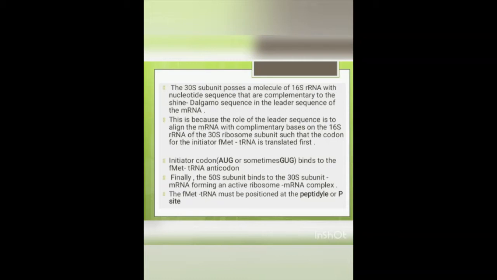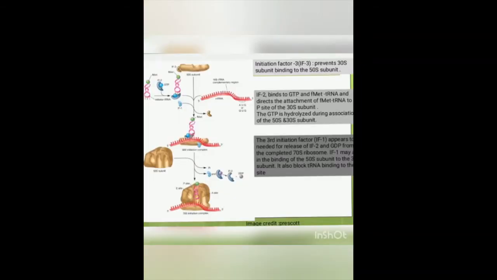The initiation codon AUG or GUG binds to the fMet-tRNA anticodon. Finally, the 50S subunit binds to the 30S subunit-mRNA complex, forming an active ribosome-mRNA complex. The fMet-tRNA must be positioned at the peptidyl or P site. You all know that there are 3 binding sites, P, A, and E. Here the fMet-tRNA must be positioned in the P site.